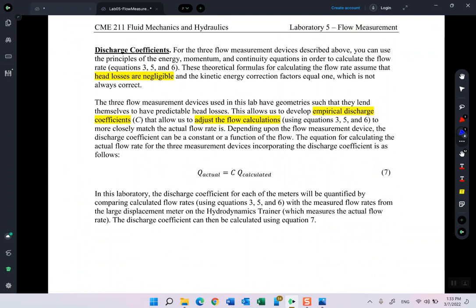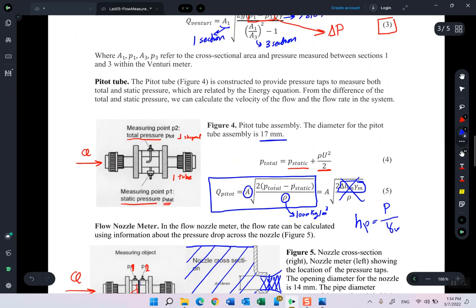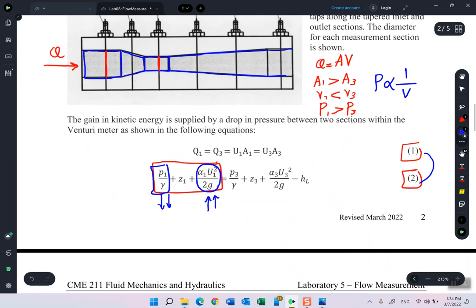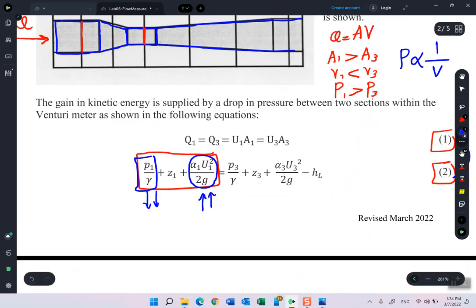Great. So I will improve my calculations from equations 3, 5, and 6 by considering something called the discharge coefficient. Why do I need to improve my measurements? Because while deriving the previous equations 3, 5, and 6, I neglected a very important term in the energy equation, which is the head losses.